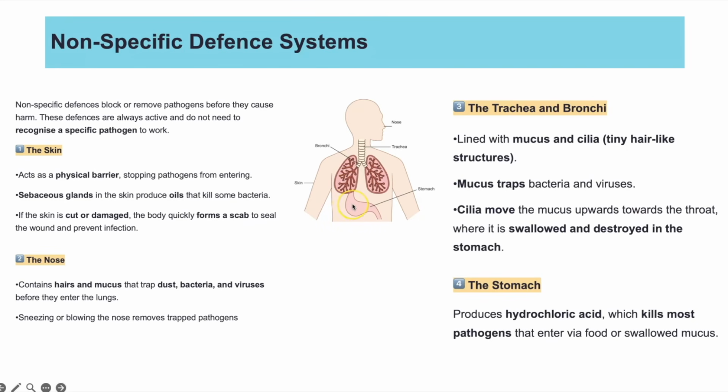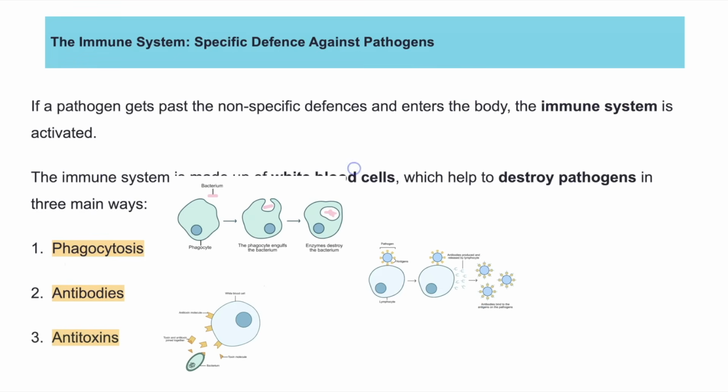Lastly, the stomach. The stomach has hydrochloric acid within it, which is a very strong acid. So we just said that the cilia will sweep the mucus up and you might cough it out or you might swallow it. If you swallow it and it's going into your stomach, then it has hydrochloric acid within it, which can kill most pathogens. So it's going to help to destroy any pathogens in swallowed mucus or in any food or drink that you have eaten.